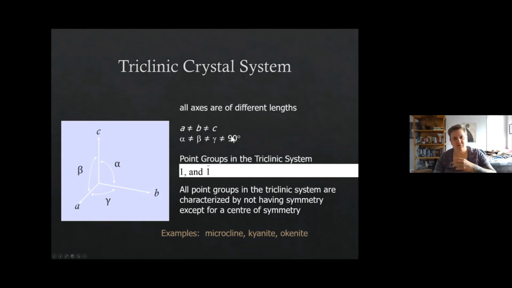So that completely gets rid of all symmetry, and the only thing possible is a one-fold rotation, which is nothing. You're just bringing the element back to where it started, or an inversion. So you can take that rotation and then invert it through an inversion point. So the only possible symmetry they have is a center of symmetry, an inversion point. So things like microcline, kyanite, axinite, those are typical triclinic minerals.